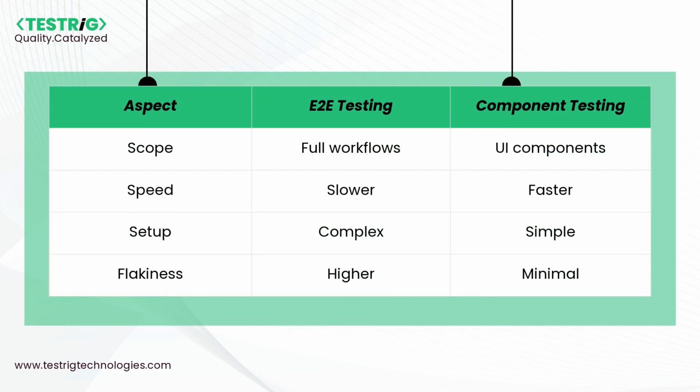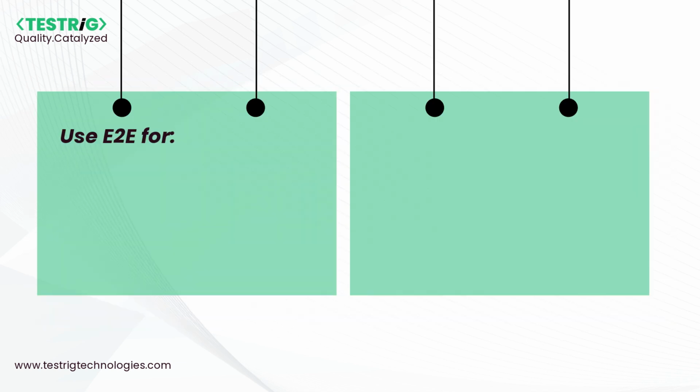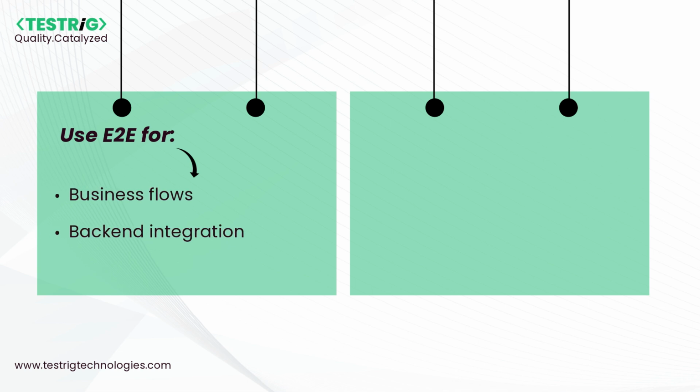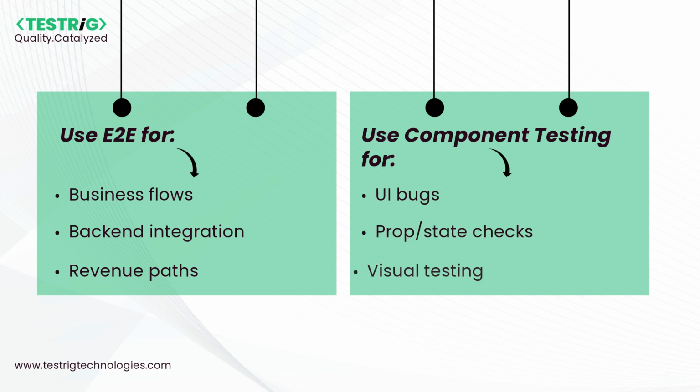E2E testing checks full workflows and needs more setup, while component testing is faster and less flaky due to its isolated nature. Each serves a unique purpose in your strategy. Use E2E when validating real user journeys or backend flows. Choose component testing to catch UI bugs, verify props, and support rapid development.